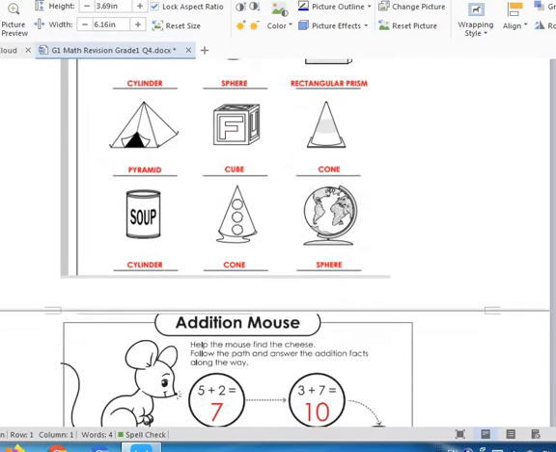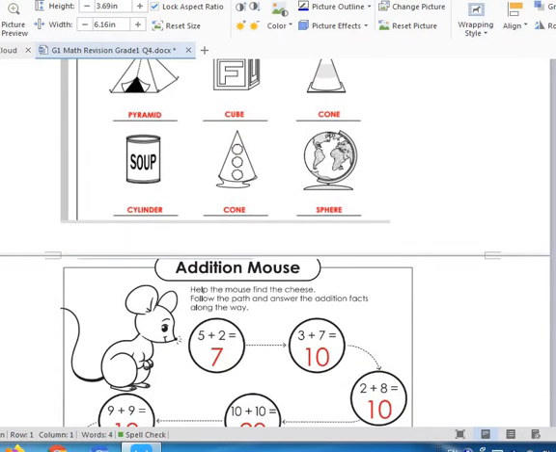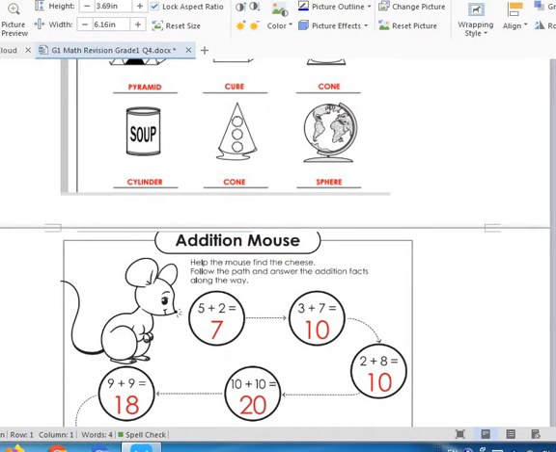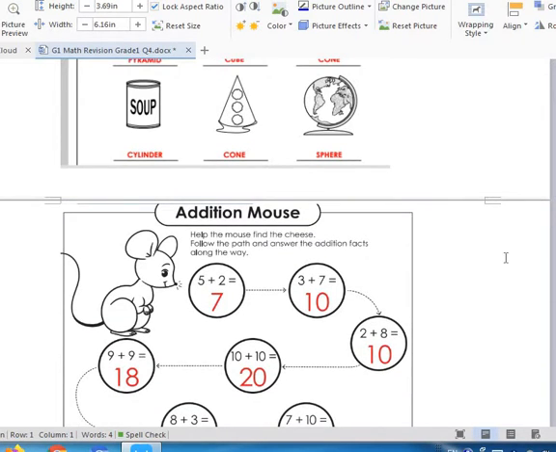Okay, moving to the next one. Addition. Help the mouse find the trees, follow the path, and answer the addition facts along the way. Do you remember how to add? 5 plus 2: the greater number in your mind, and then add 2 after 5: 6, 7. Here 3 plus 7, the greater number in your mind, and then add 3 after 7: 8, 9, 10. 8 plus 2, the greater number in your mind, and then add 2 after 8: 9, 10.